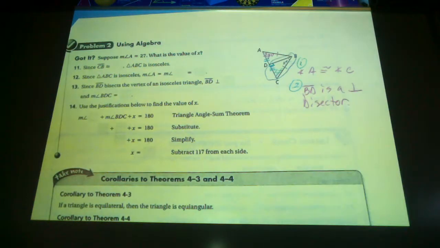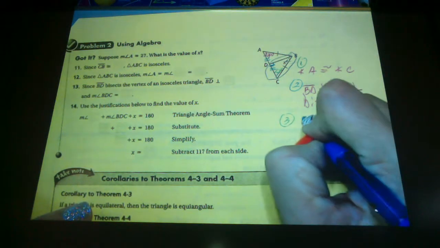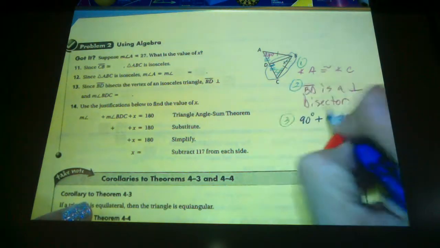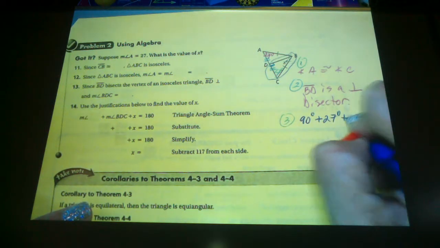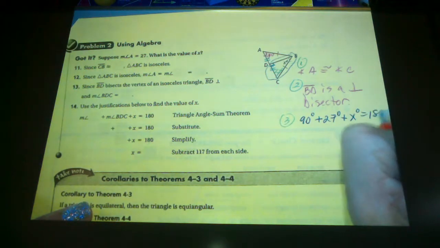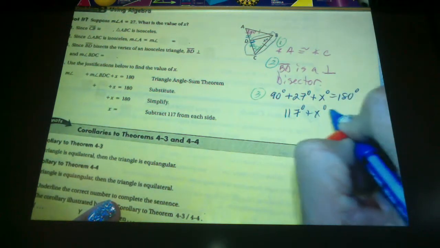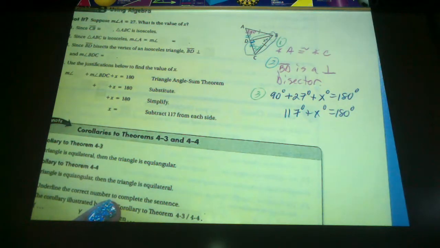So then step 3, we're going to take 90 degrees plus 27 degrees plus x degrees should add up to 180 degrees. So 27 and 90 add to give you 117 degrees. And then we're going to subtract 117 from both sides. And so x degrees is equal to what?